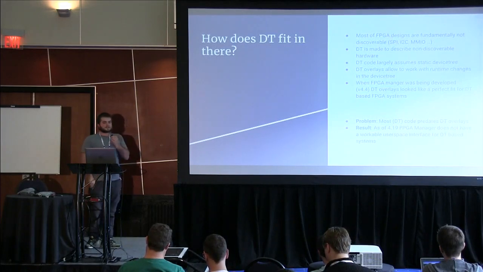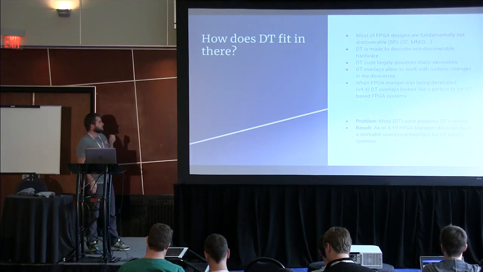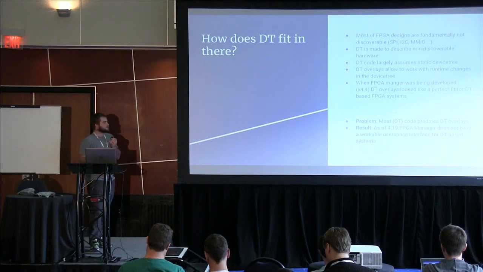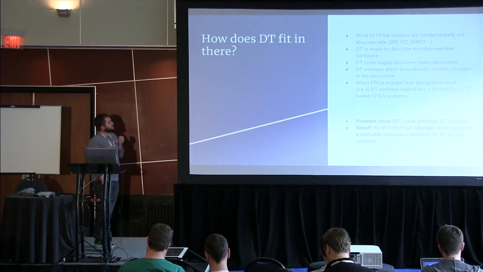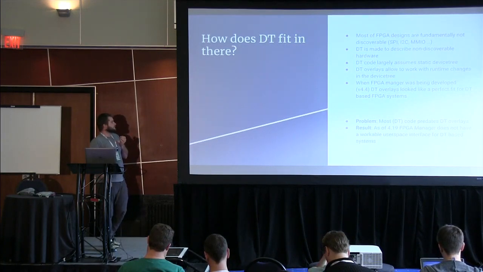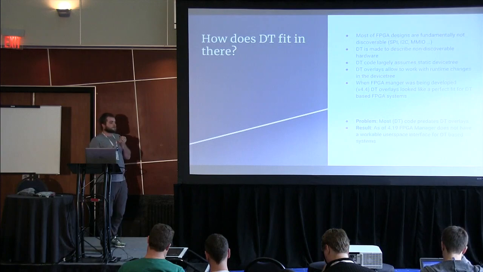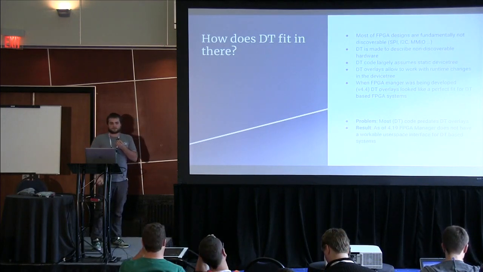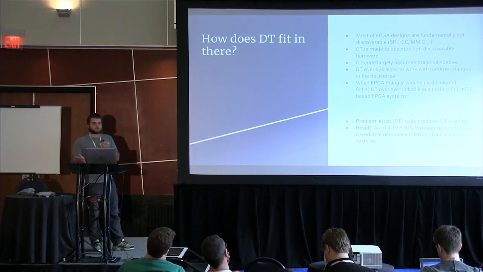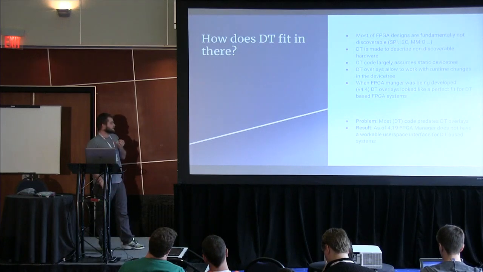Well, so how does DT fit in there? Most FPGA designs use some sort of fundamentally non-discoverable bus like SPI, I2C, or just plain memory mapped I/O. DT is made to describe non-discoverable hardware, and DT code largely assumes a static device tree. DT overlays were introduced to allow runtime changes. When we first started out with FPGA Manager, we thought that's a real good fit for the use case we have, where hardware changes at runtime. The hardware is not discoverable, so we're going to use the device tree overlays.